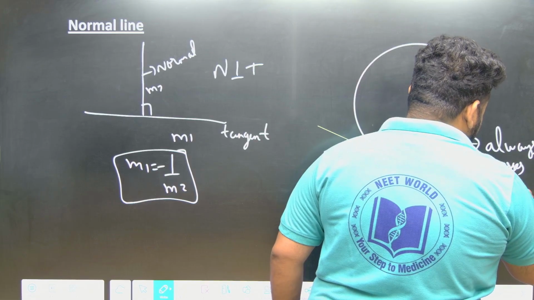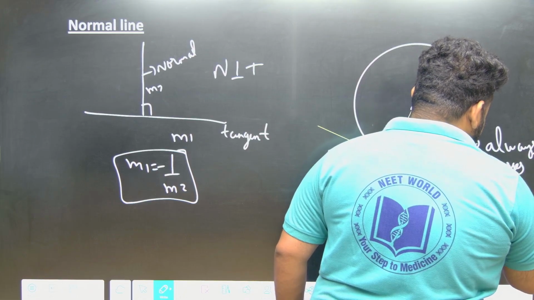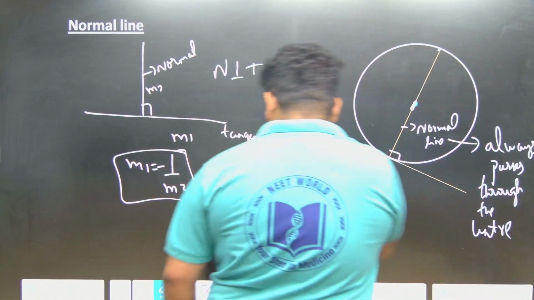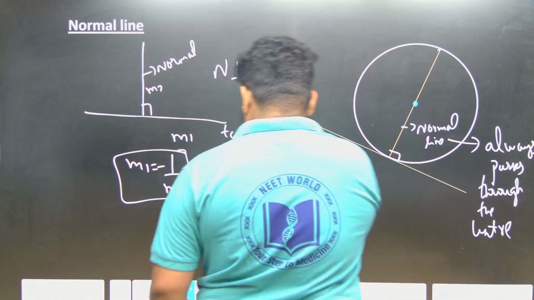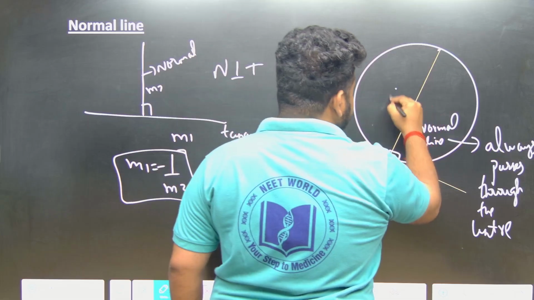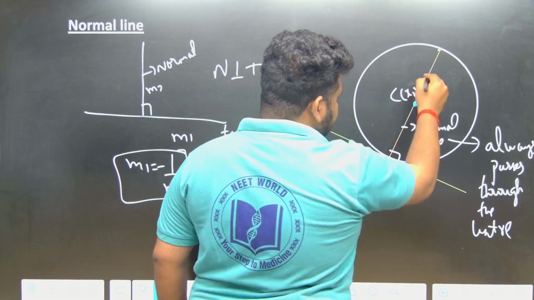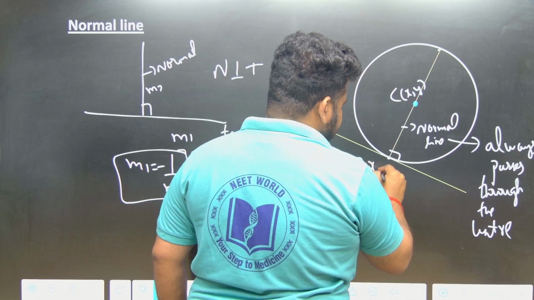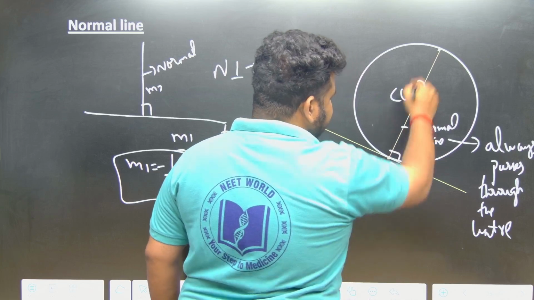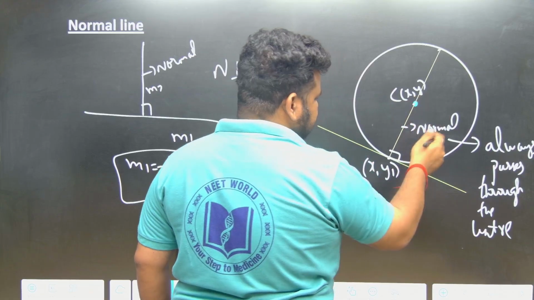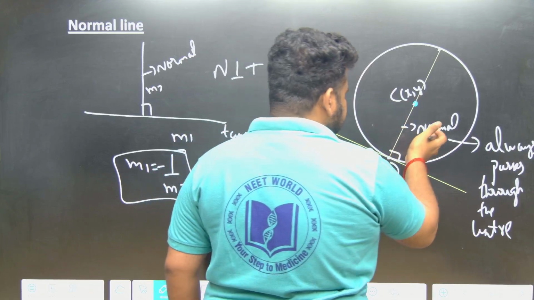The normal line always passes through the center. Suppose the center of the circle is given as (x, y), and the point where the normal touches the tangent is given as (x1, y1). Then I can find the equation of the line passing through this point (x1, y1) and through the center. That gives me the equation of the normal. That is what I will do.